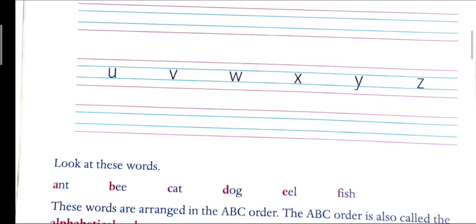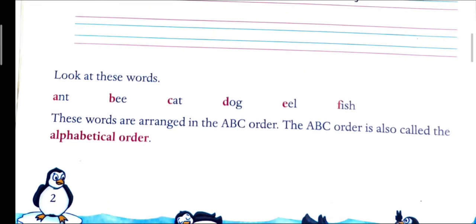Now look at these words written below. A, N, T means ant. B, E, E means bee. C, A, T means cat. D, O, G means dog. E, E, L means eel. F, I, S, H means fish.